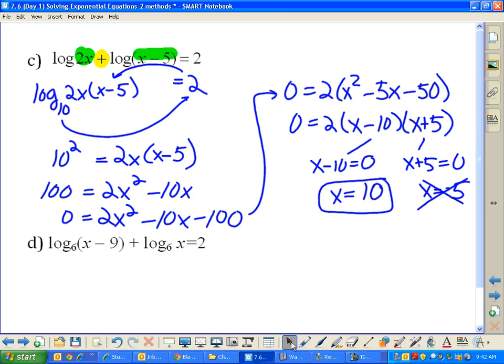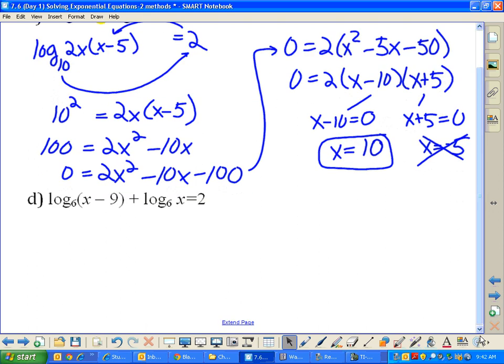For part D, very similar except it was base 6 this time around. I do know, and it happens a lot on your homework assignment tonight, this symbol in between is a plus. So to do step 1, more common than not, you have to use your product property. So we're going to go ahead and take log base 6 of x times x minus 9. We just multiply these two things together. And on the right side, that is still equal to 2.